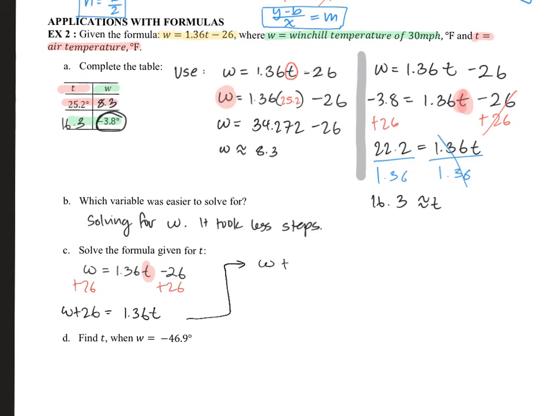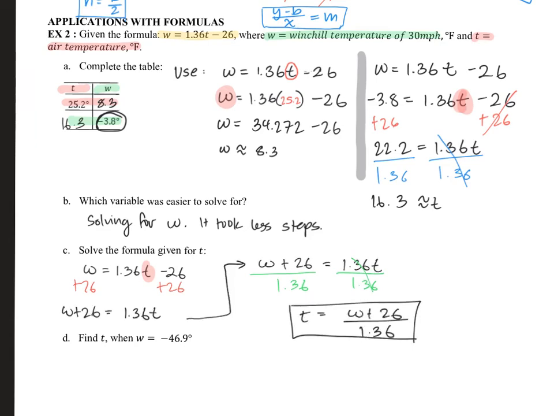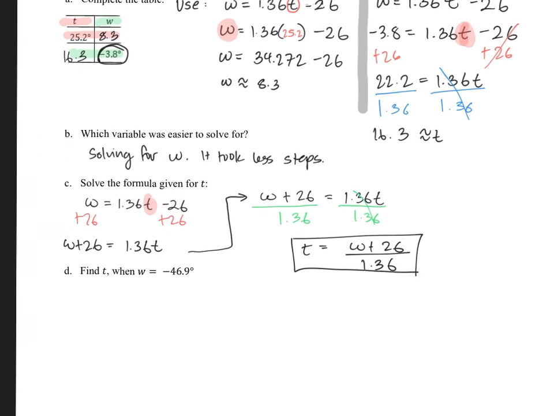Well, I can't do W plus 26, so that's okay. 1.36T. T is almost by itself. We're just going to go ahead and divide both sides by 1.36. And there we go. T is now by itself. So T equals W plus 26 divided by 1.36. So now we see that T has been solved for.